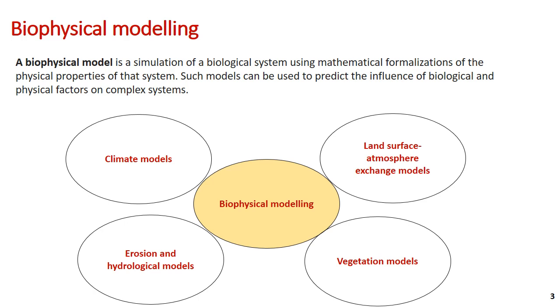Biophysical modeling includes different types of things, but in this lecture we're going to go through the climate models, land surface atmosphere exchange models, vegetation models, and erosion and hydrological models. All of these four types of models are different. They are considered different examples of biophysical modeling. So let's start understanding each one of them.